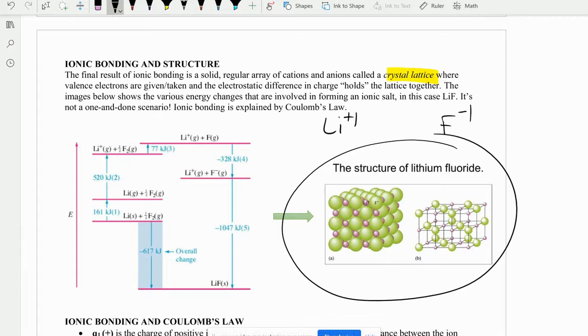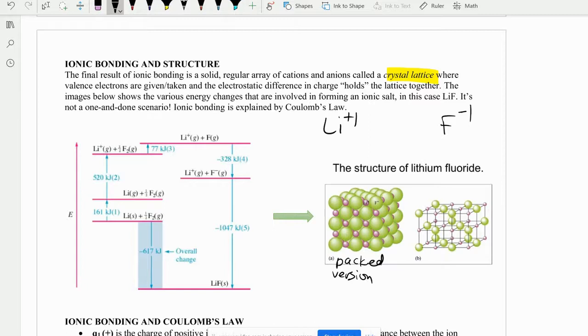And for an ionic crystalline lattice to form, it actually goes through many energetic states. Naturally, the bonding here can be described by Coulomb's law, which at this point you've heard numerous times. What we have here is the packed version on the left, and the image on the right, we call the expanded version. Either way, it's appropriate to say lattice energy instead of bond energy when we're talking about ionic crystalline structures.